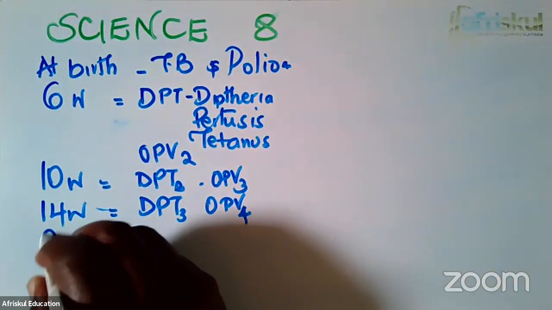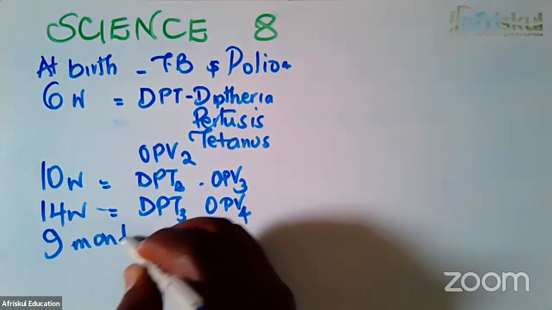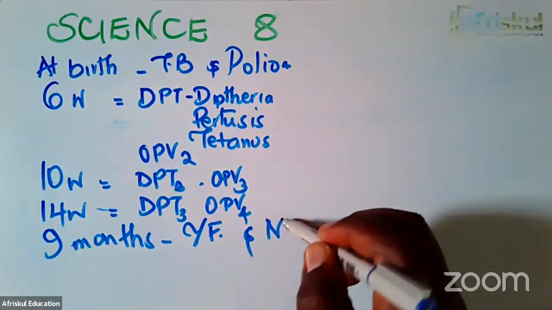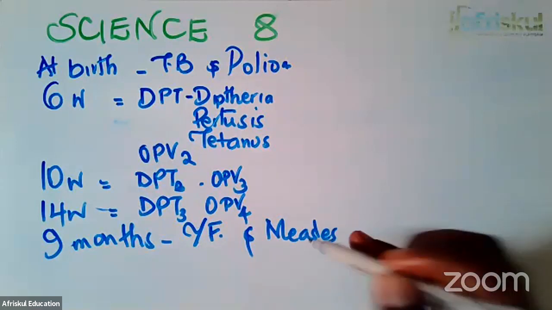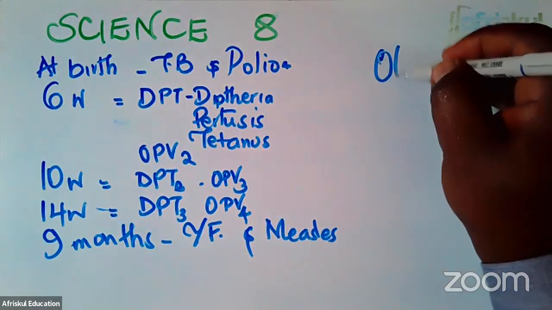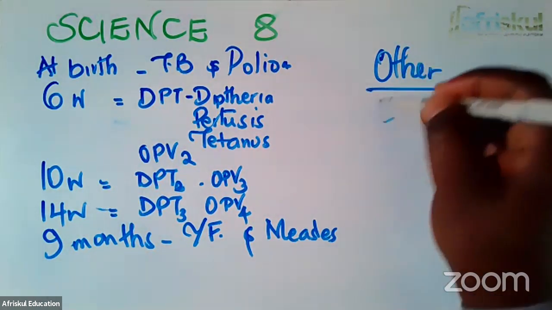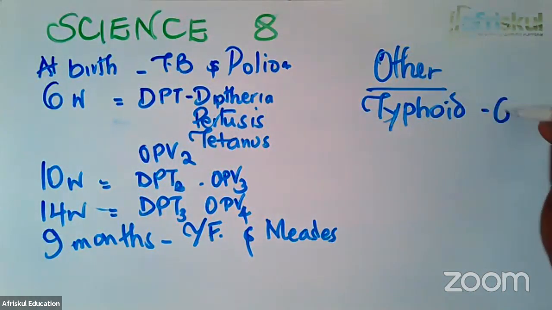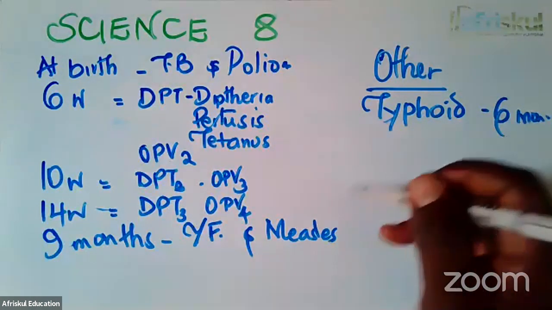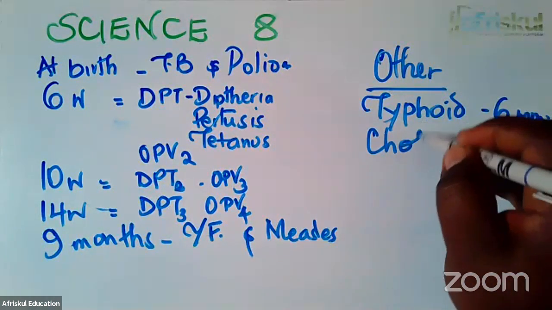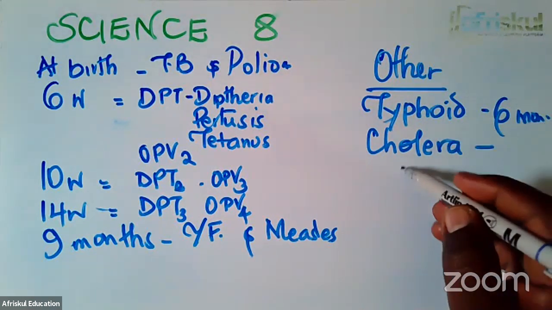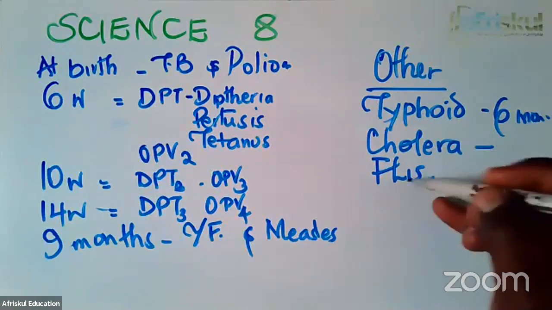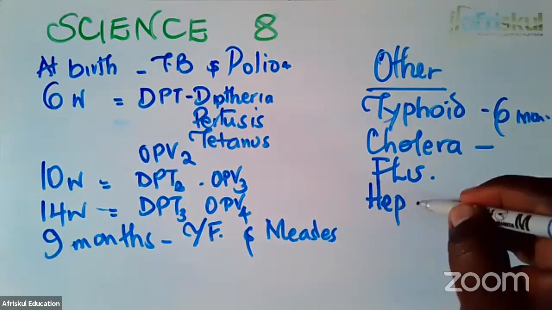And then you have got 9 months. At 9 months, we have yellow fever and the measles vaccine. Other immunizable diseases, we talked of typhoid, which is a vaccine given for 6 months. We have got cholera, only given in case of an outbreak. We have a vaccine against flu, and we have a vaccine against hepatitis B.